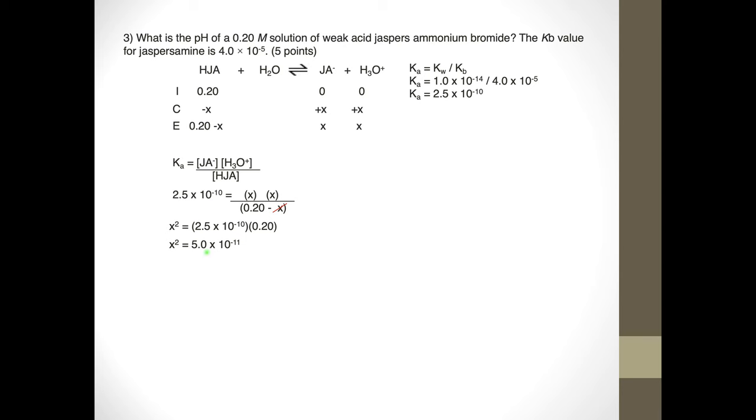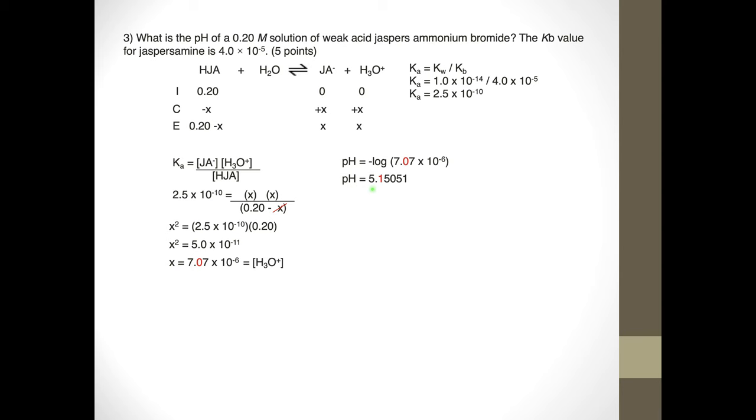Now this X here is X squared, and when you take the square root, X is going to be 7.07 × 10⁻⁶. Sorry about that. This is the value of X, and X also represents the concentration of H3O. We are looking for the pH, so we can use this now to determine the pH. The pH is equal to the minus log of this value, that is the concentration of H3O.